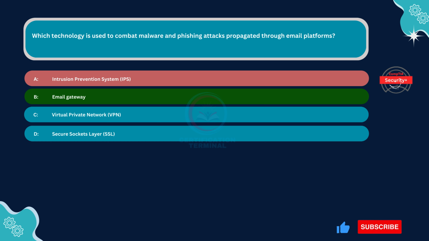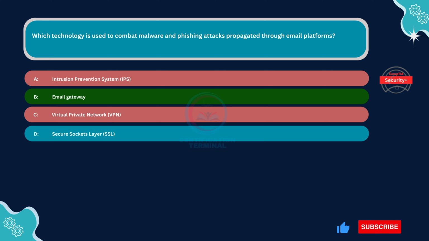Option A, Intrusion Prevention System, IPS, is incorrect. IPS is a security system that monitors network traffic for suspicious activity and takes action to block or prevent potential threats. While IPS can provide network-level protection, it is not specifically designed to combat malware and phishing attacks propagated through email platforms. Option C, Virtual Private Network, VPN, is incorrect.